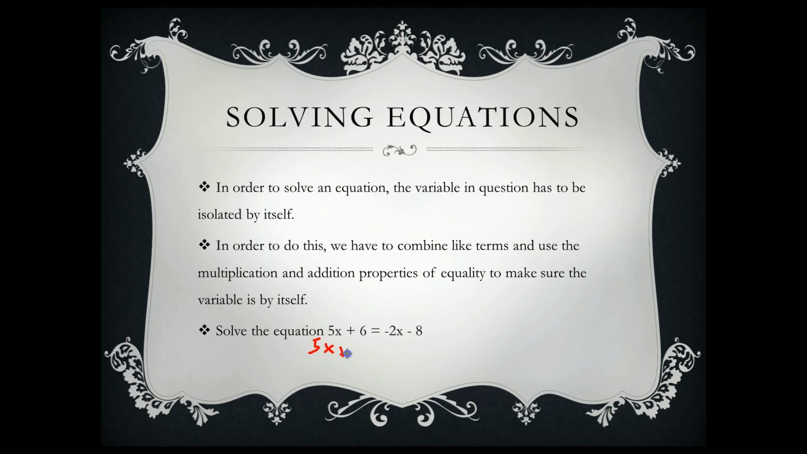So 5x plus 6 minus 6 is equal to negative 2x minus 8 minus 6. What's 5x plus 6 minus 6? Just 5x. So these 6's go away. Now negative 2x minus 8 minus 6 is negative 2x minus 14, which is equal to 5x. Alright, good. So this 5x is on this side by itself, but this negative 2x is still on the right. So you want to get this negative 2x to the left side.